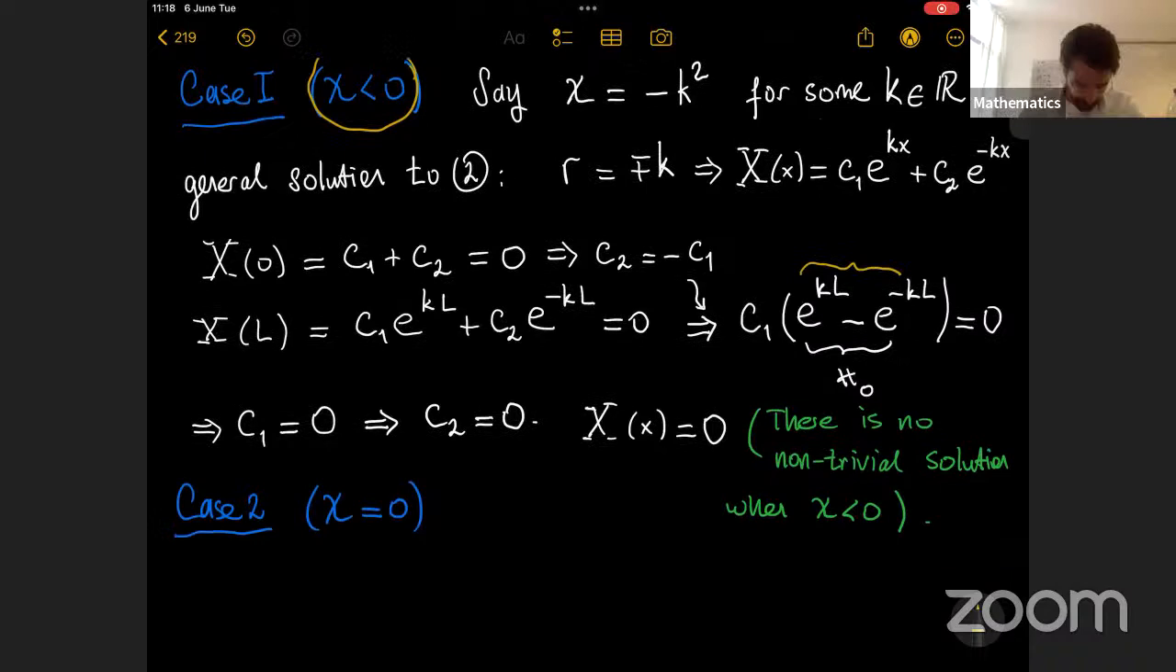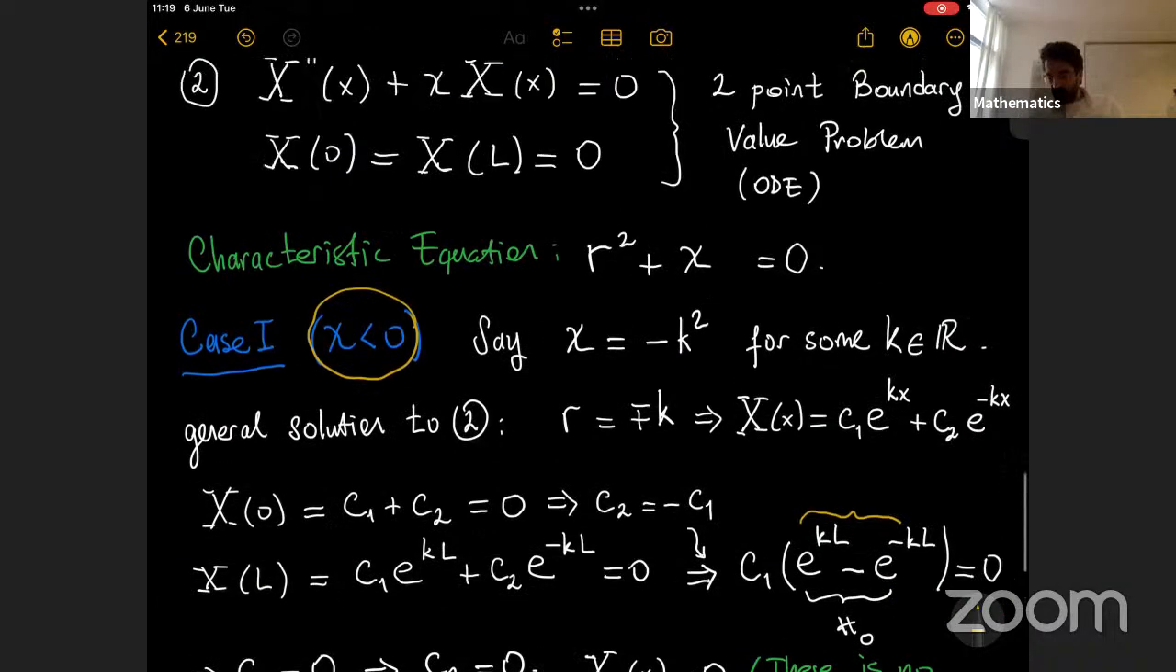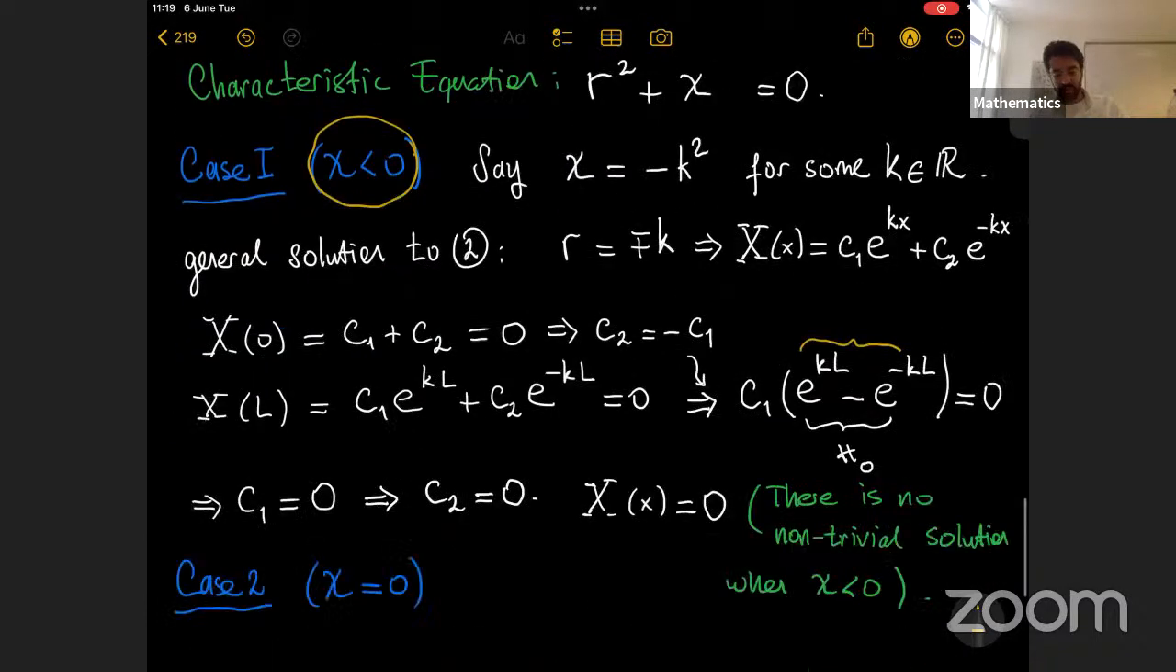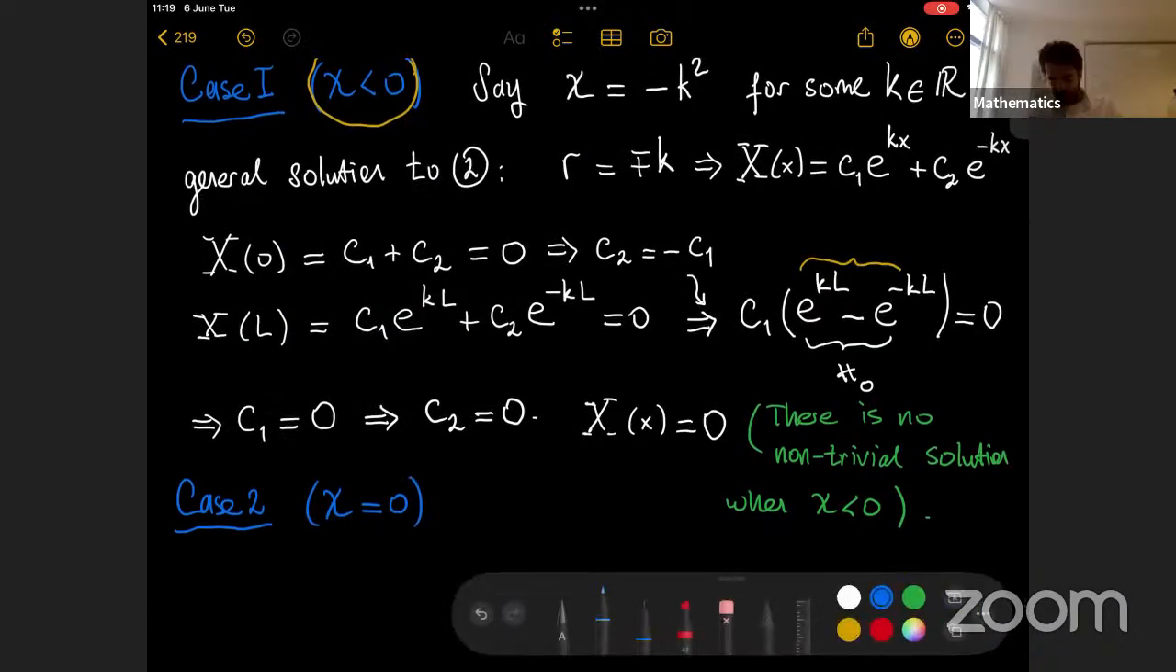Okay, the second case now: lambda is equal to 0. In that case, let's look at the characteristic equation. In this case, r squared is equal to 0. So we have the characteristic equation.